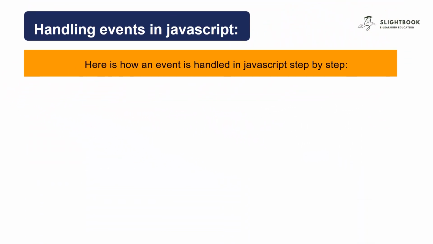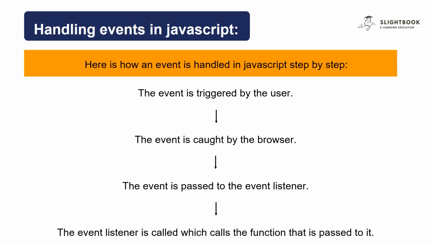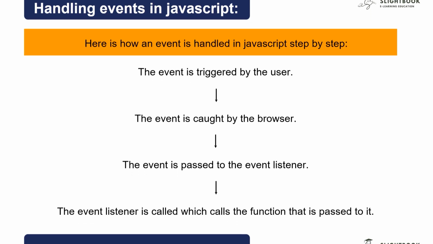Here is how an event is handled in JavaScript step by step. The event is triggered by the user. The event is caught by the browser. The event is passed to the event listener. The event listener is called, which calls the function that is passed to it.